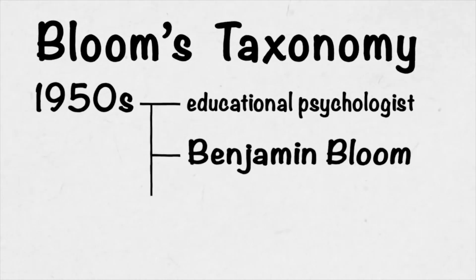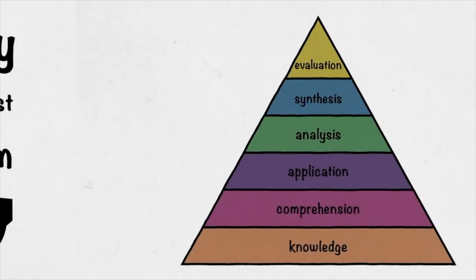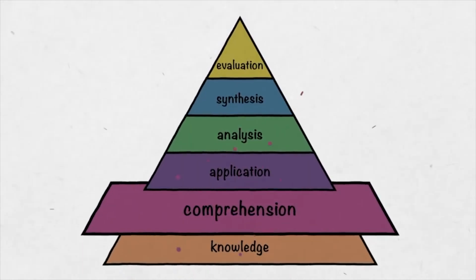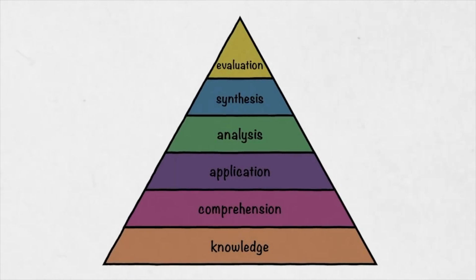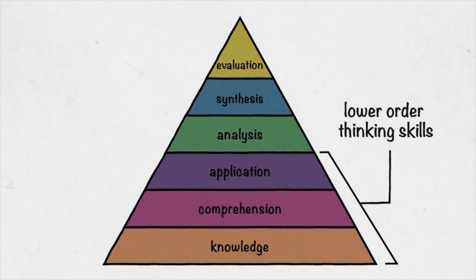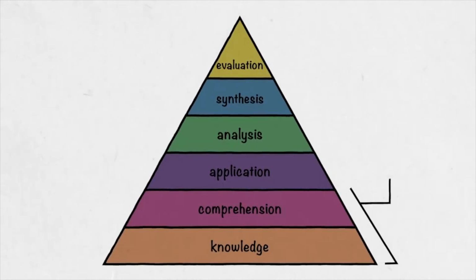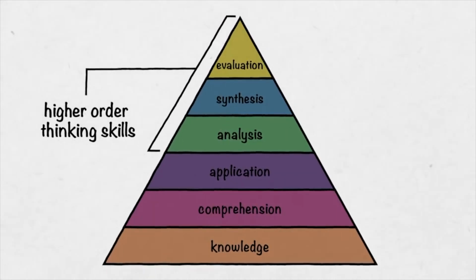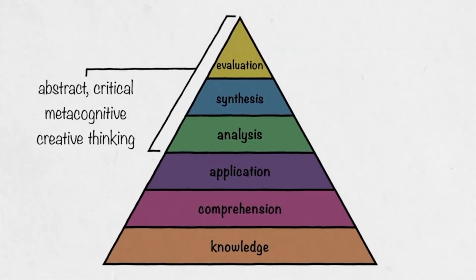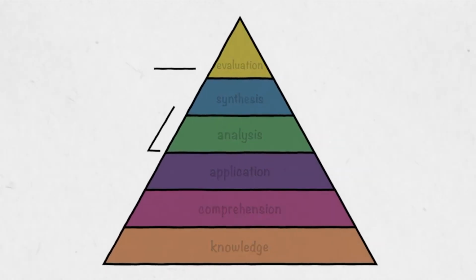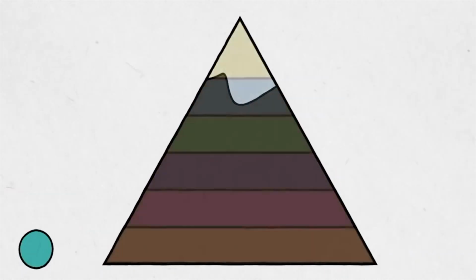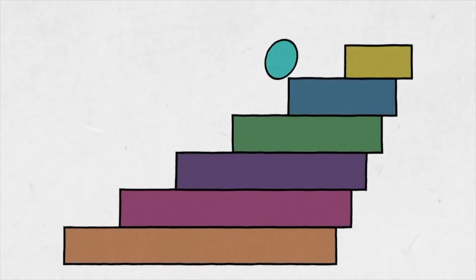Bloom's taxonomy was created in the 1950s by educational psychologist Benjamin Bloom and his colleagues. The 3 lower levels, knowledge, comprehension, and application, are more basic levels of cognition, also called lower-order thinking skills. This would include concrete thinking, memorization, and understanding. The 3 upper levels, analysis, synthesis, and evaluation, referred to as higher-order thinking skills, include abstract, critical, metacognitive, and creative thinking. Some have likened the model to a mountain or a stairway, where teachers set learning objectives and design learning experiences to guide students to higher levels of thinking.